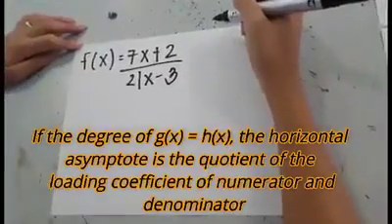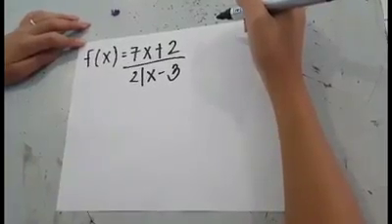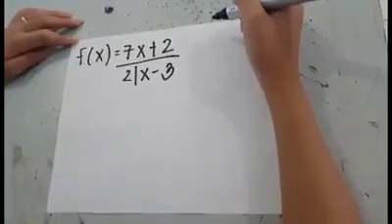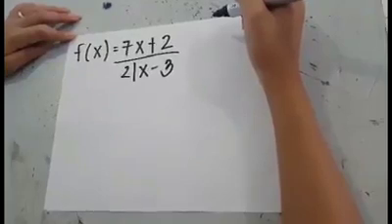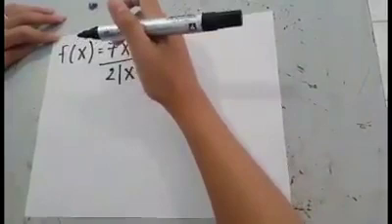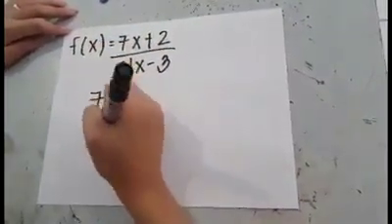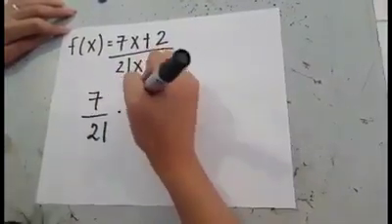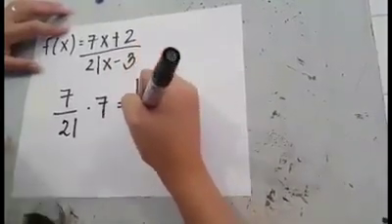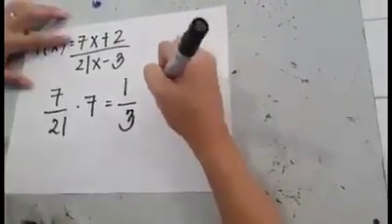Our example is f of x is equal to 7x plus 2 over 21x minus 3. Since the degree of g of x is equal to h of x, the horizontal asymptote is the quotient of the leading coefficient of the numerator and denominator. Copy the leading coefficient of numerator and denominator. Then simplify. The horizontal asymptote is 1 over 3.